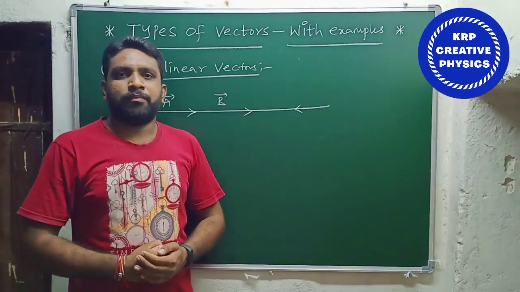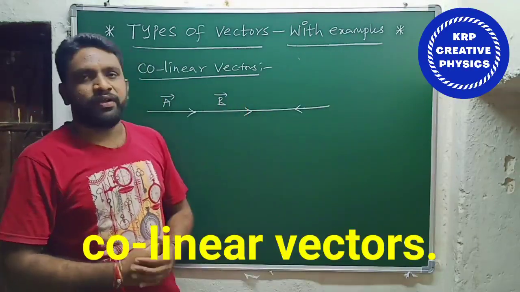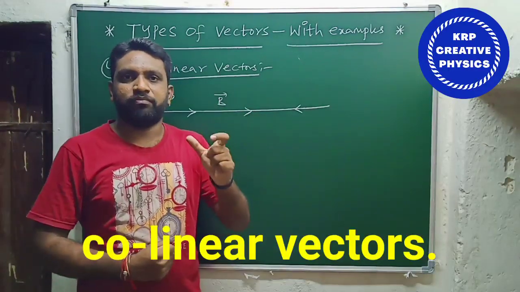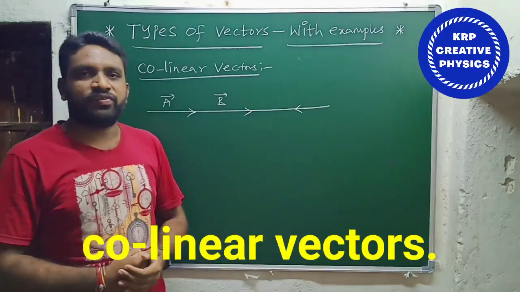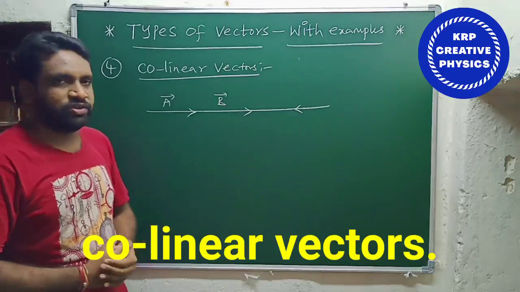Okay friends, after the completion of opposite vectors, now we are going to learn about collinear vectors. Co means same, linear means line. That's it, that is the meaning. So what does collinear vector mean here? Already I drew the diagram here. Just try to observe the diagram.